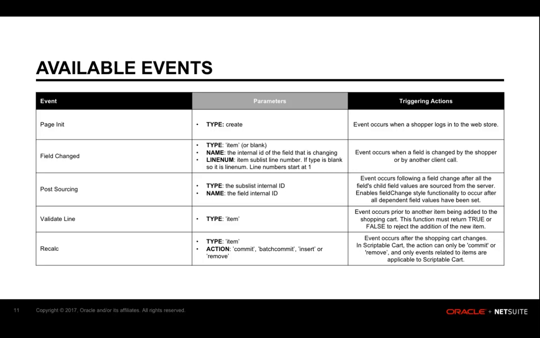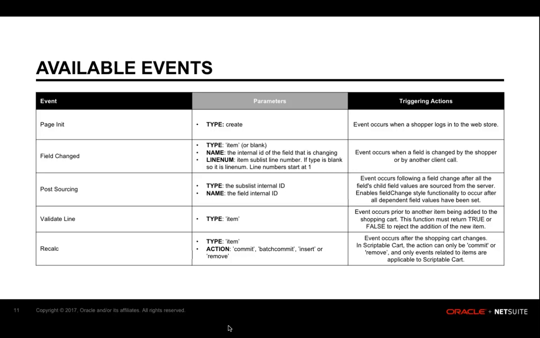The event field change occurs when a field is changed by the shopper or by any other client call. This event receives three parameters: type, that could be either item or blank, and refers to the sublist being changed. The name is the internal ID of the field changing, and line number is the item sublist line number changing. If type is blank, so it is line number. Remember that line numbers start at 1. A couple of examples for this event could be when a shopper changes the address field, or when there is a change in the coupon code, for example.